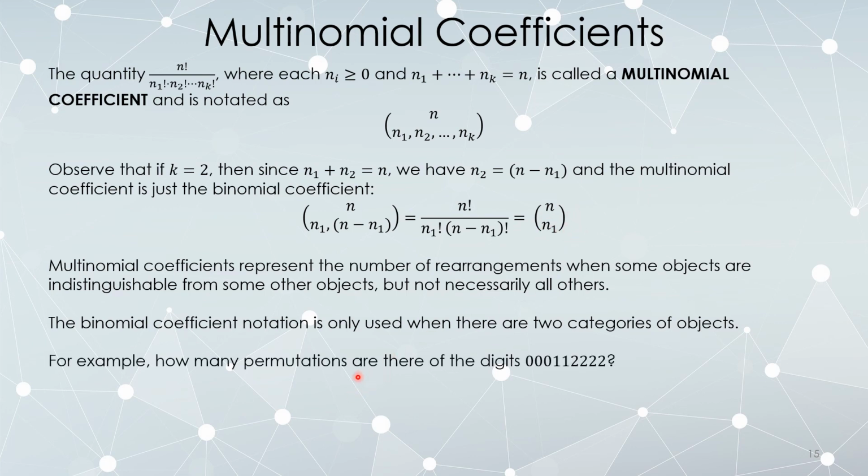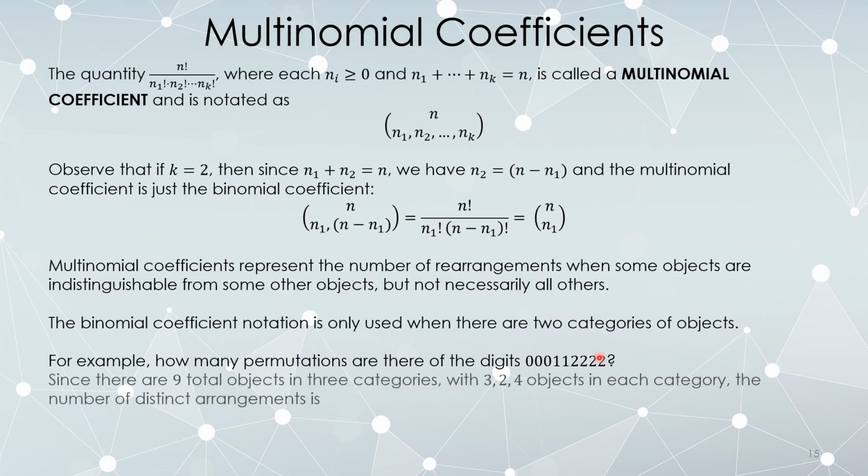So for example, let's use multinomial coefficients to permute the digits. I have 3 zeros, 2 ones, and 4 twos. So I have 3 objects that are indistinguishable, 2 objects that are indistinguishable, and 4 objects that are indistinguishable, with a total of 9 objects. So there's 9 total objects, and they come in various categories. One category has 3 objects, one category has 2, and one category has 4.